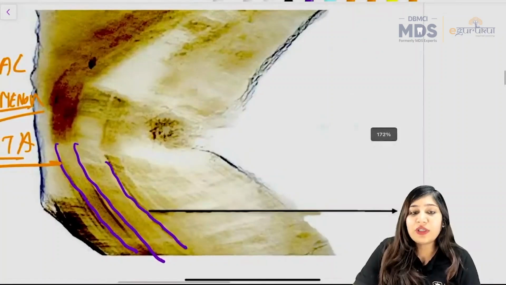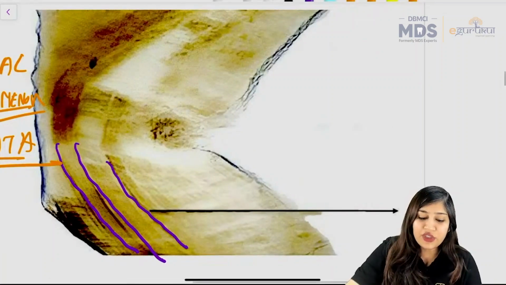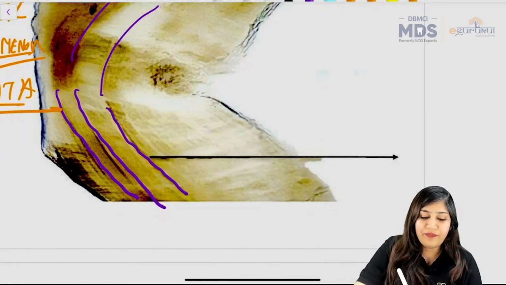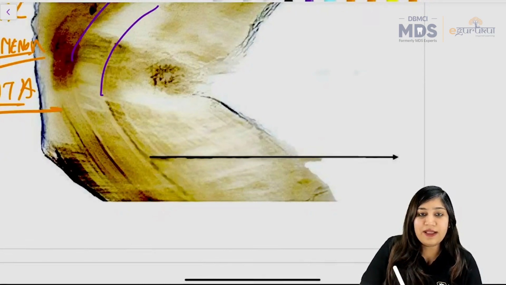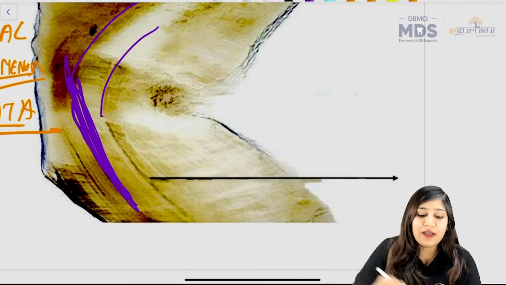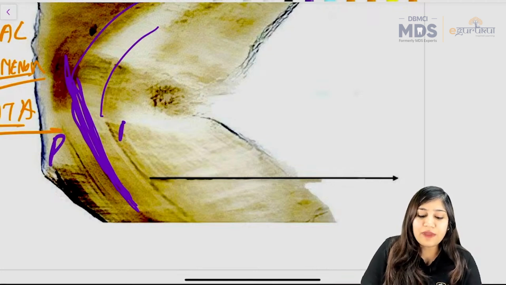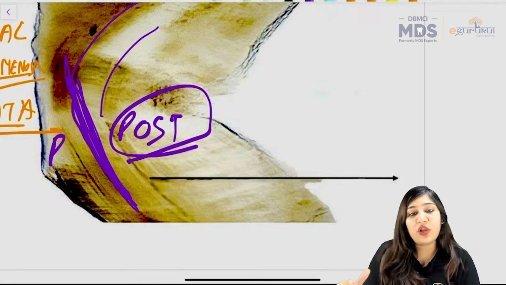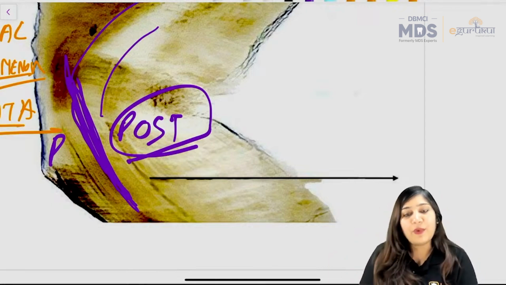So you can go through the diagram as well. We can easily appreciate the incremental deposition of enamel. Here we can see these lines. And if it was a neonatal line, then one of the lines here might be accentuated, more prominent, separating the prenatal enamel from the postnatal enamel. And the prenatal enamel is of better quality as compared to the postnatal enamel.